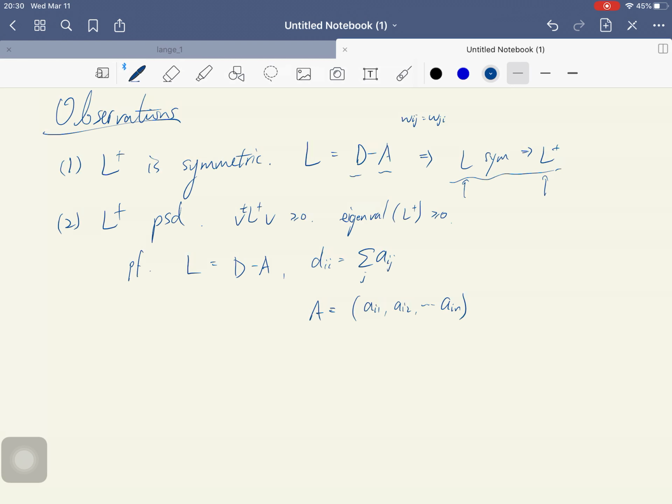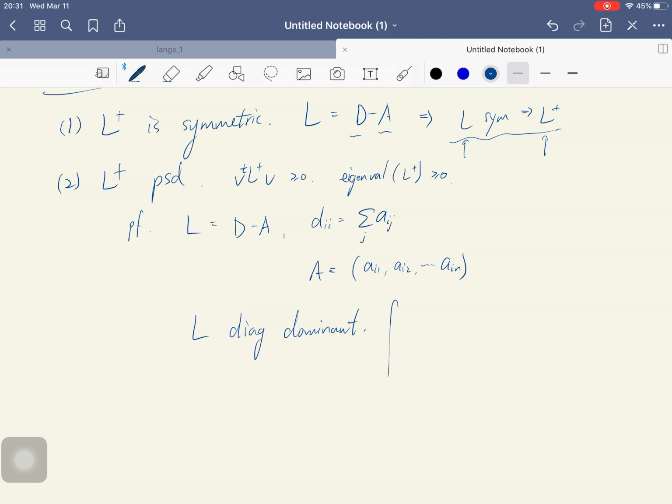So if you take the diagonal... how should I say this? Basically L is diagonally dominant. I hope this is obvious, right? If you take this diagonal entry over here, and then you subtract every term off of it, this term is greater than all of these terms combined, and that's what diagonally dominant means. This is just true because D is the sum of all of these terms together, and if you take away one term and look at everything else, it's going to be smaller.